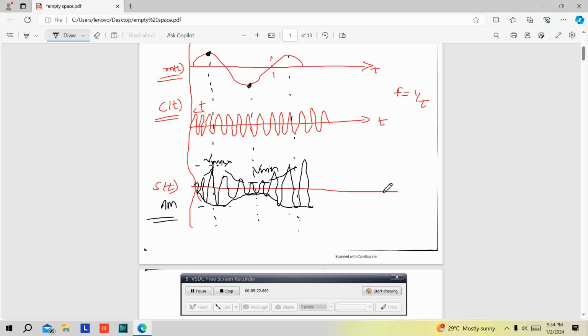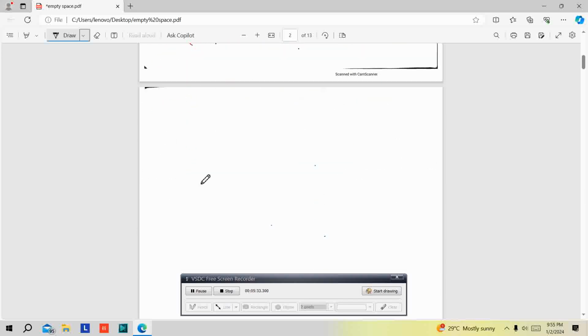This is all about the introduction part of AM, what is AM and the waveforms of AM. Now I will go with the time domain representation of AM.